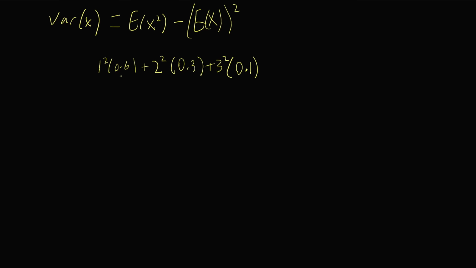0.1. Just a reminder, the sum of these probabilities cannot be more than 1, or that would not exist. A probability can't be over 100%, right? Minus expected value squared, which was 1.5 last time. So you just square that, and that'll be the variance of that function. And to find standard deviation, all you do is take the square root of the variance. So standard deviation would be the square root of the variance. That's it.